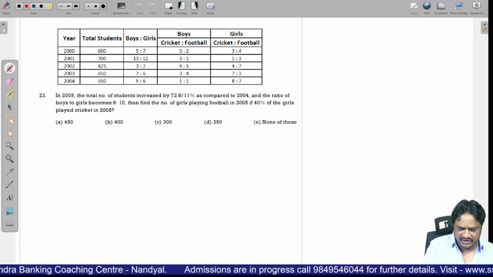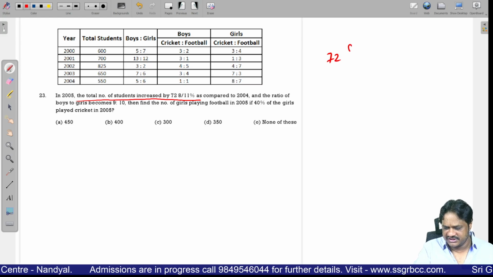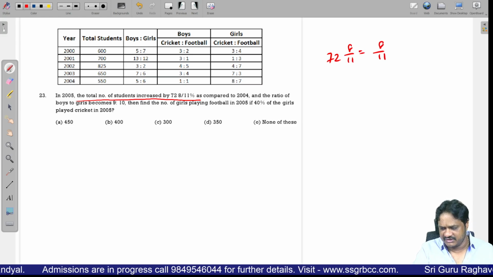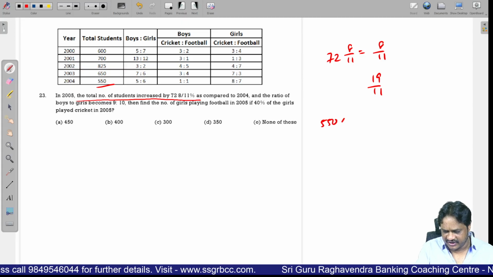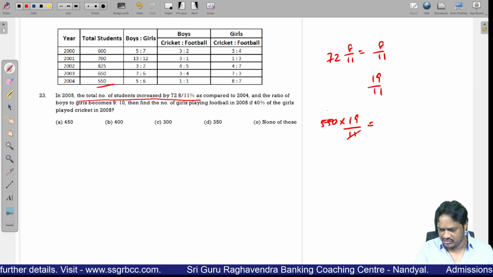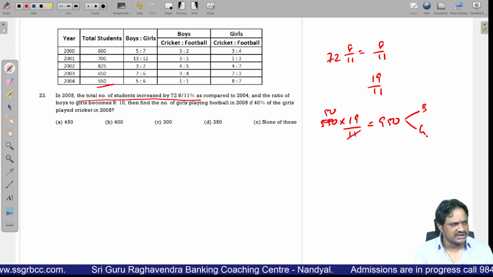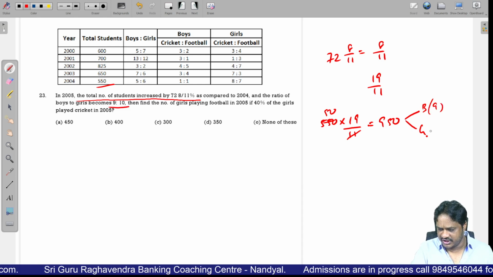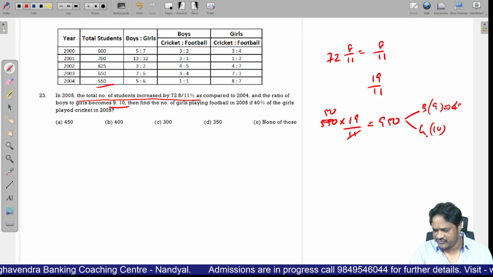In 2005, the total students increased by 8/11. See, 8/11 increase means 19/11 of the original. The 2004 total strength is 550, so 2005's total strength will be 550 into 19/11, that will give 950. In this 950, boys and girls are in the ratio of 9 is to 10. So total 19 parts. 950 by 19 is 50. So 450 boys and 500 girls.